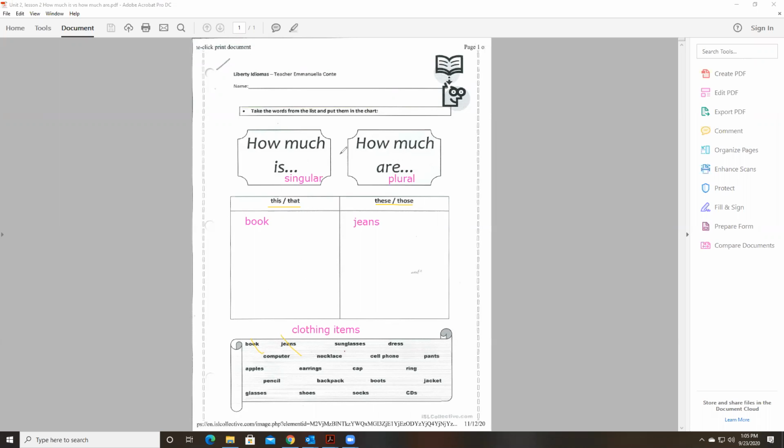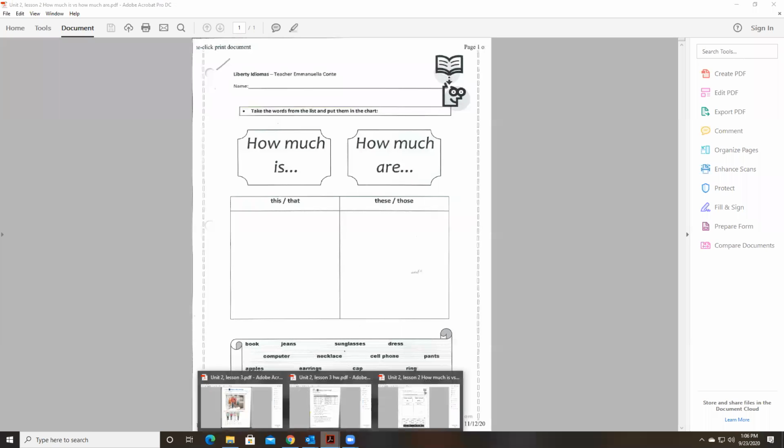Now, when we talk about this and that in lesson 5, then we will discuss the rest of this paper. All right, so once you do that, I will check it when you bring it in to me next week. Then we are actually going to go into the lesson.